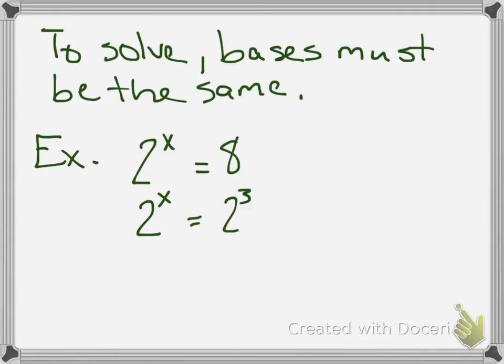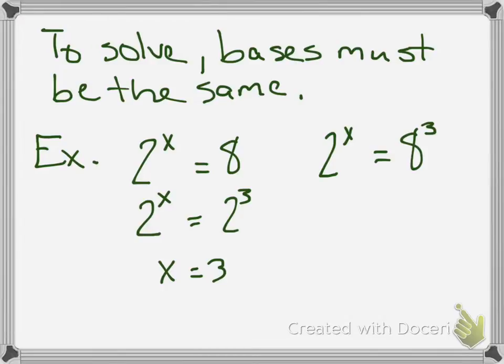Now, what I try to do is always work it down to the lower base. In other words, it's easier to take 8 down to 2 cubed than it is to try to take 2 up to whatever 8 might be. So always think going lower. Once the bases are the same, you can drop the bases and say x equals 3, and there you go, you got it solved.